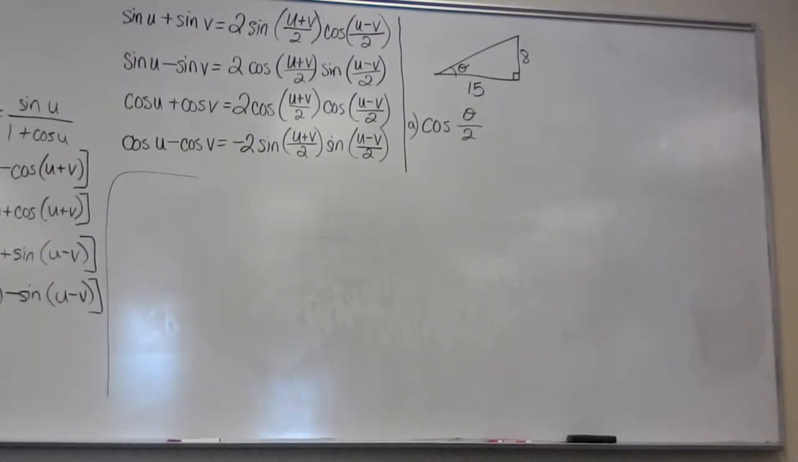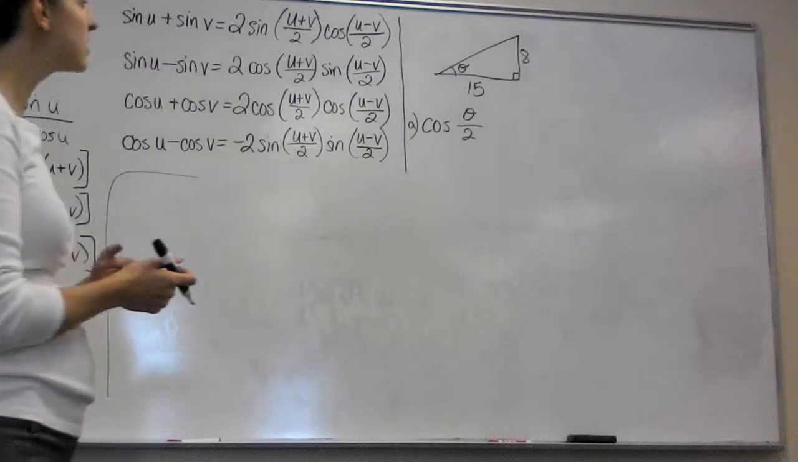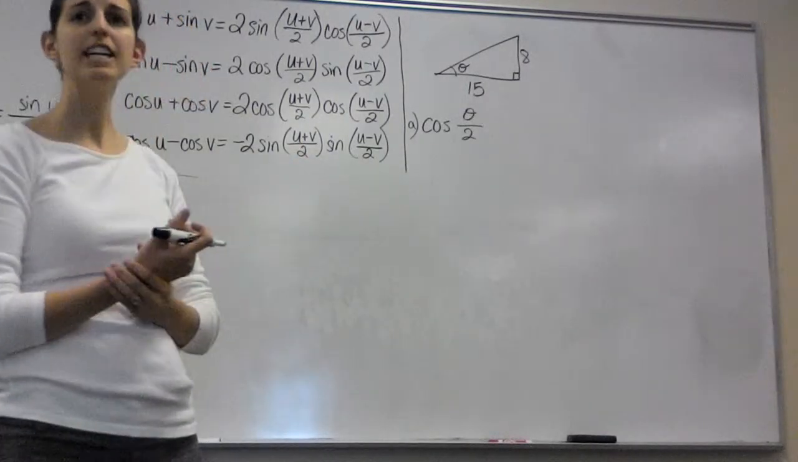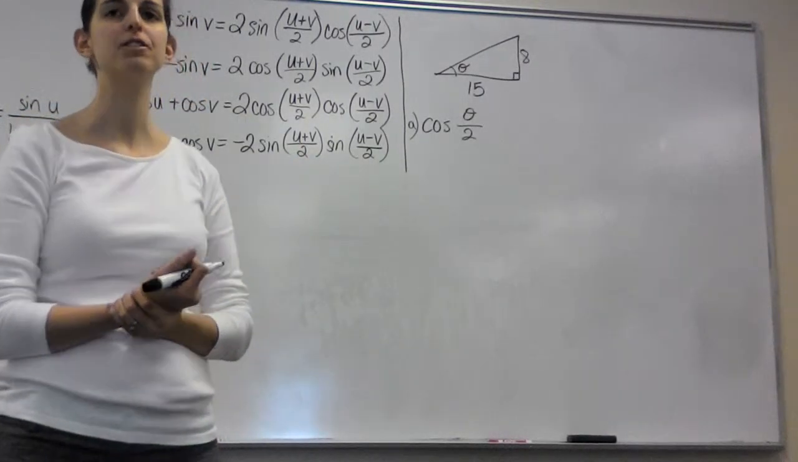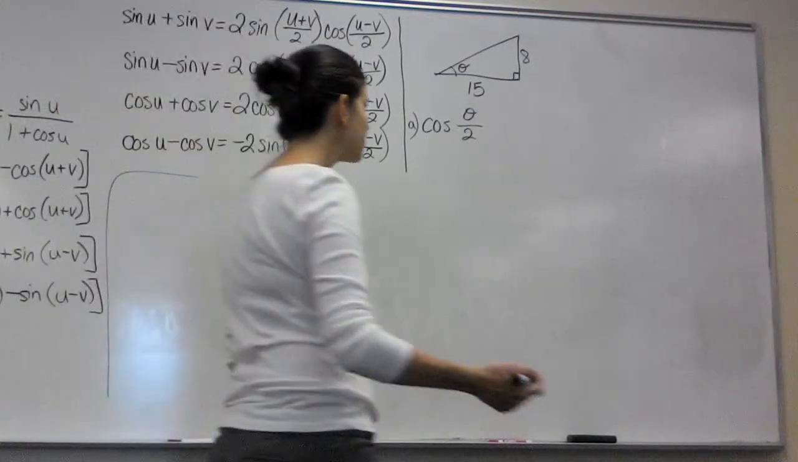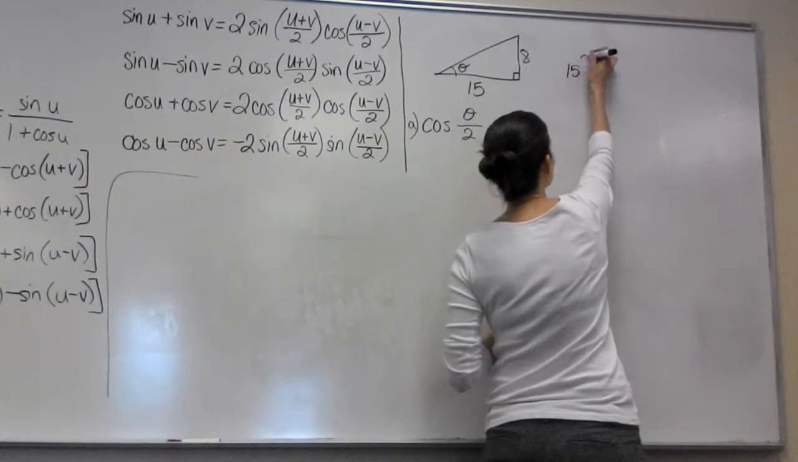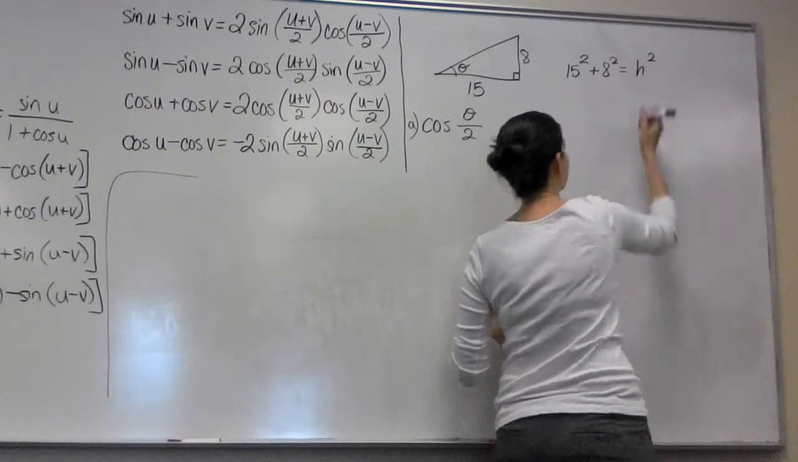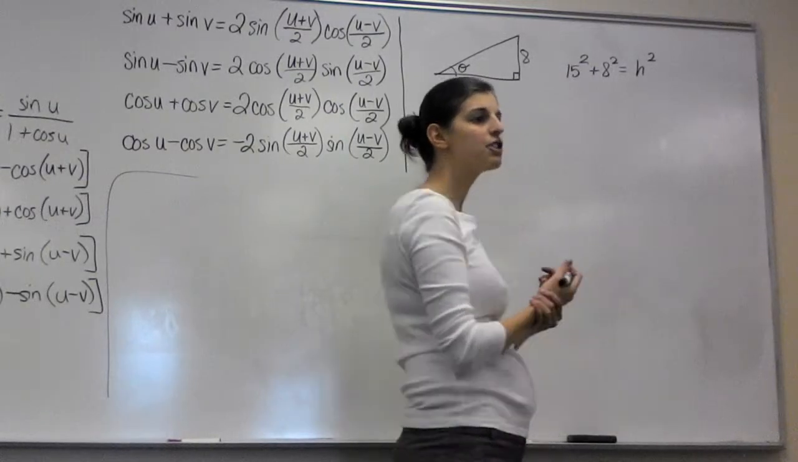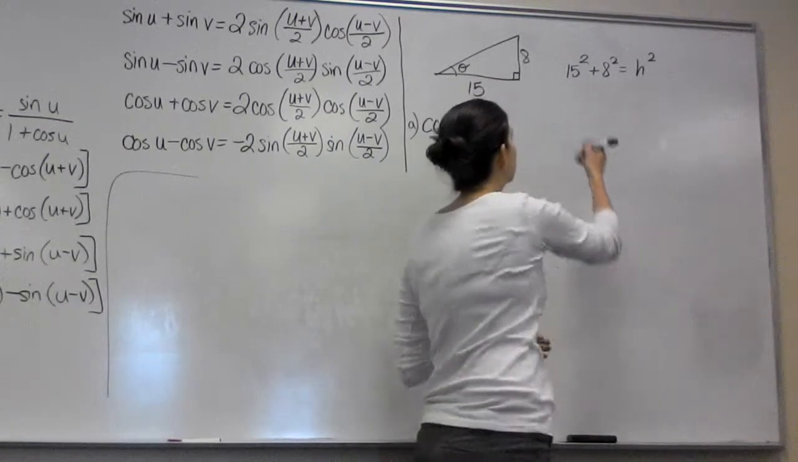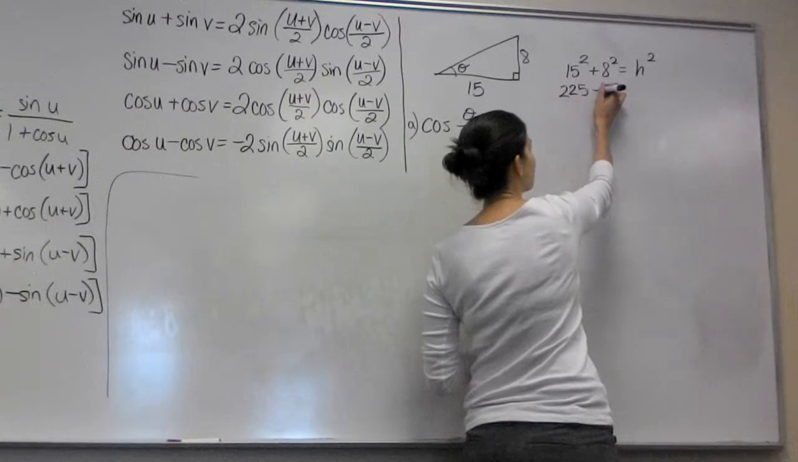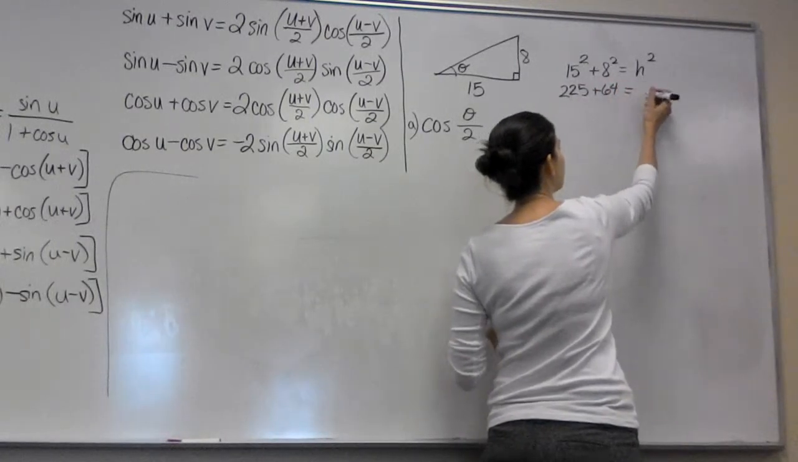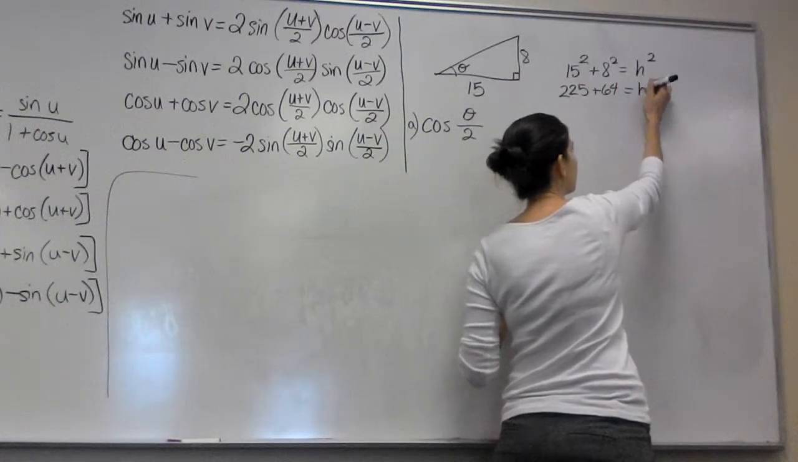Now, Ricky said a minute ago, use the Pythagorean theorem. Yes, I did. Find that third side. You probably need to find that third side because cosine is adjacent over hypotenuse, and we don't have the hypotenuse. That's probably an issue, so let's find that first. 15 squared plus 8 squared equals my hypotenuse squared. 15 squared is 225. Okay, so 225 plus 64 is equal to 289.